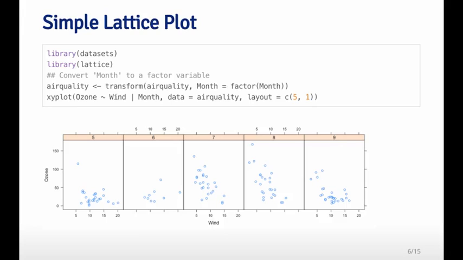And you can see the relationship between ozone and wind appears to change across the months. So there doesn't appear to be much relationship in May or June. But you can see in July and August there's a relatively strong relationship. It's a negative one. That is, more wind means less ozone. And you can see by September that relationship is starting to die down a little bit.